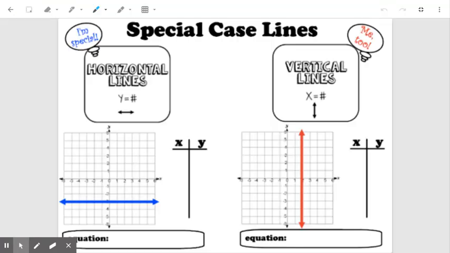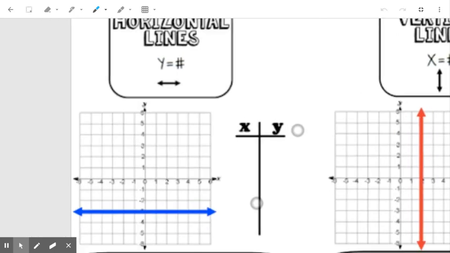When we're talking about special cases, we're talking about lines that are not diagonal. They're either horizontal or vertical. So we call them special case lines because they're a special case. They're a little bit different than normal. So what I want to do is start with horizontal lines.